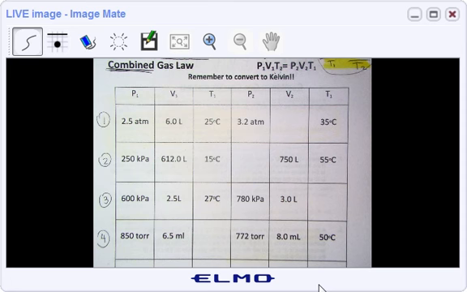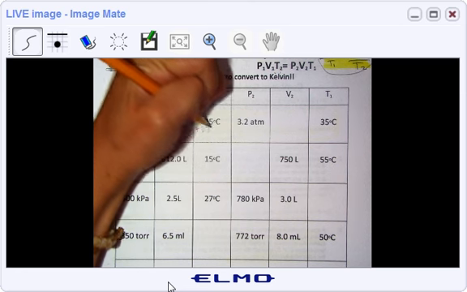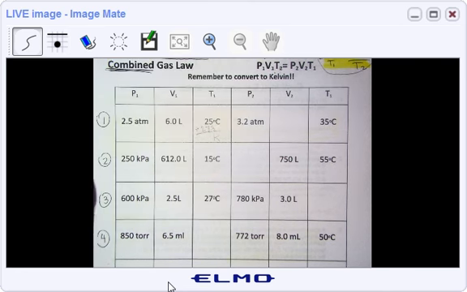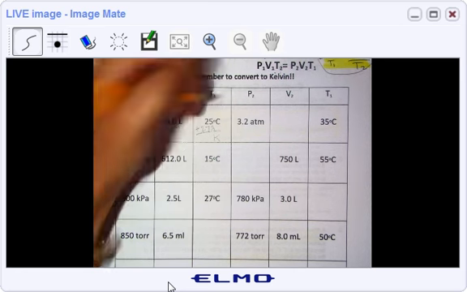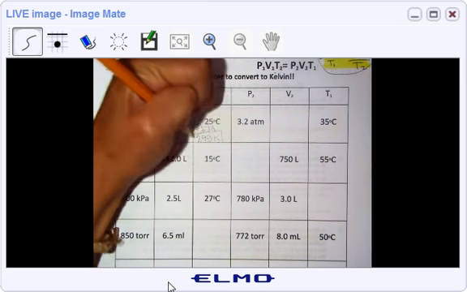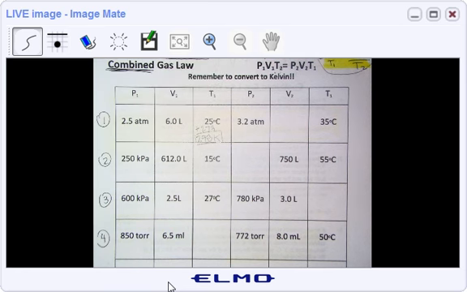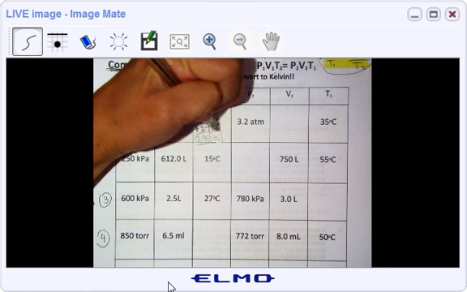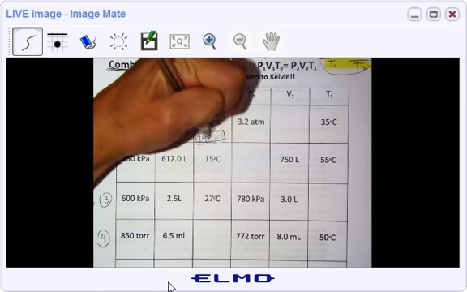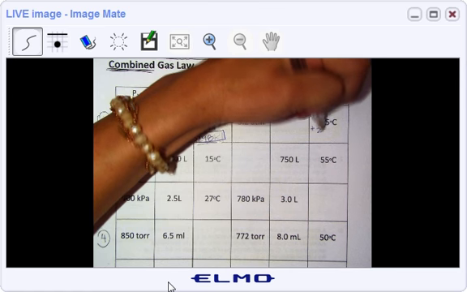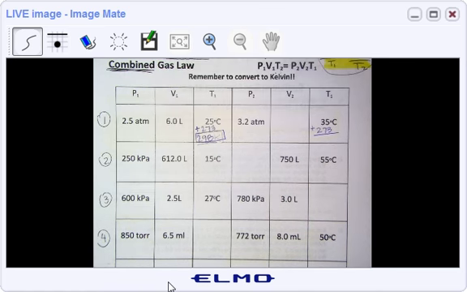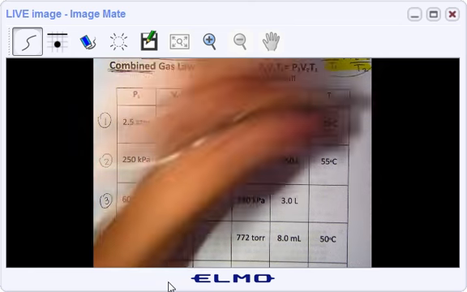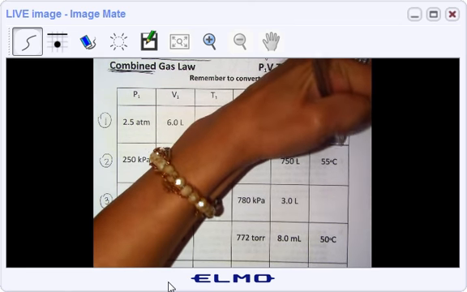I'm only going to do the first 2 for you, and then you guys are on your own for the rest. 25 plus 273 will give me Kelvin. Okay, so this is 298 Kelvin. If you want to box that so you don't get confused. I'm sorry that this doesn't show up very dark. Okay, I'll do it over with pen. Again, that was 298. 35 plus 273 gives me 308. So that's what I'm going to be using.